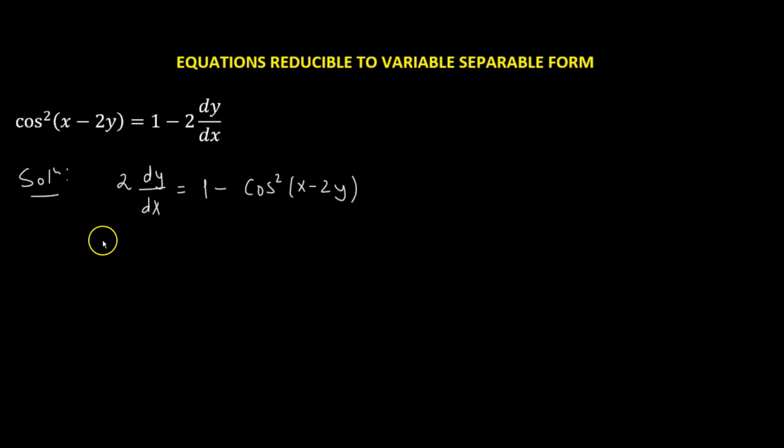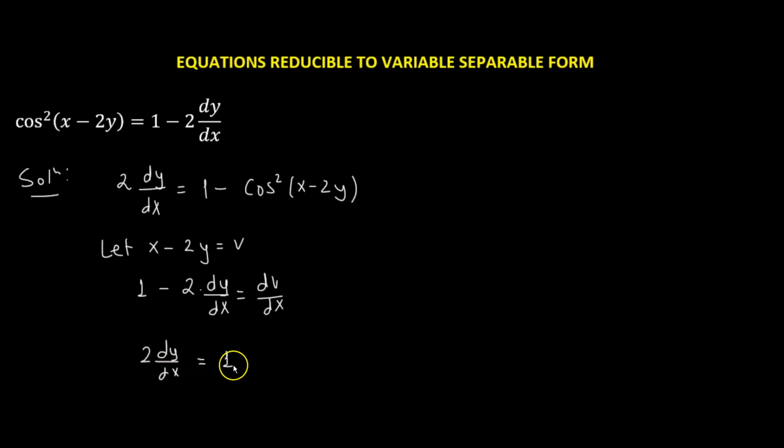Now we're going to suppose that x minus 2y, so let that be equal to some other variable v. Then we differentiate both sides with respect to x, and that will give us 1 minus 2 times dy over dx equals dv over dx. Now we can isolate 2 times dy over dx, and that is going to give us 1 minus dv over dx.